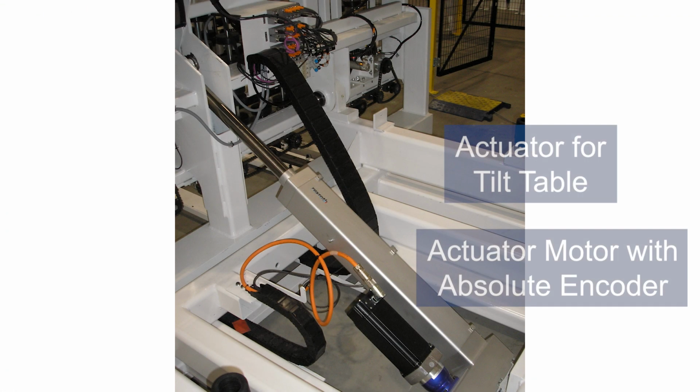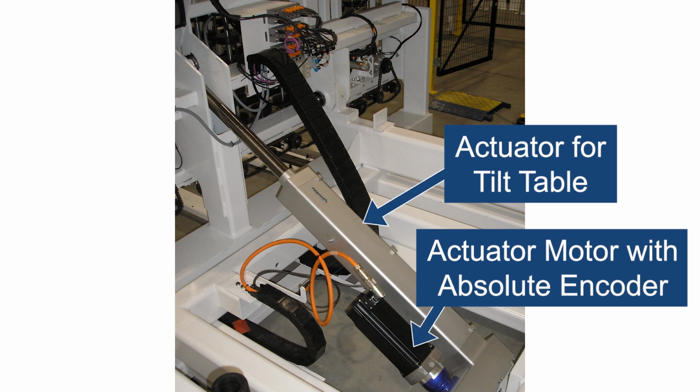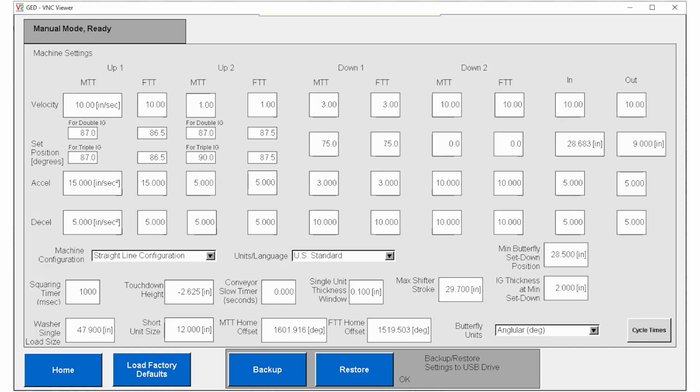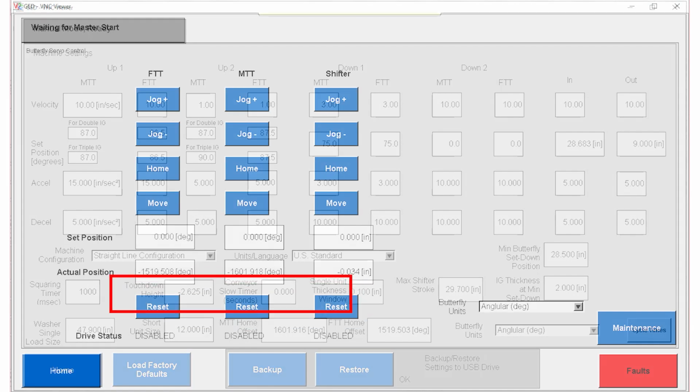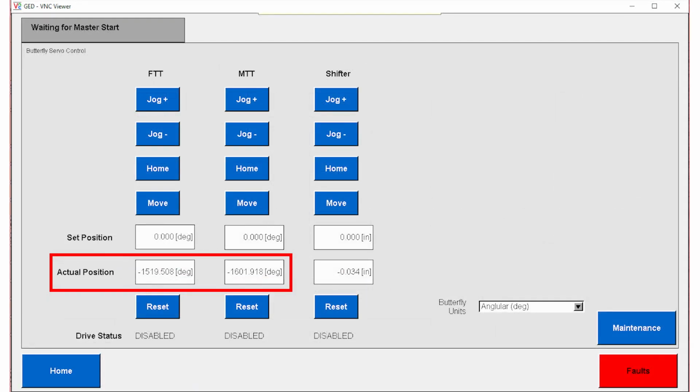Each of the tilt tables is equipped with an absolute encoder on the actuator. The encoders provide necessary feedback to control the angle of the tables. These 2 parameters are the home offsets for the 2 tilt tables. The encoders are absolute encoders, so they don't need to be homed. The home offsets for the tilt tables is simply the opposite of the raw encoder counts when the tables are in the down position, meaning if the value is negative, the home offset is positive, and vice versa.